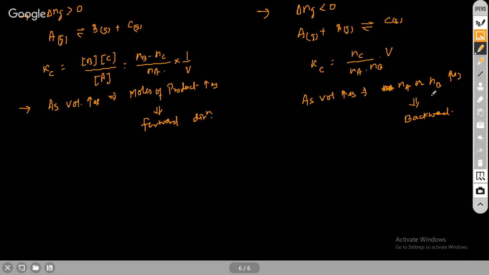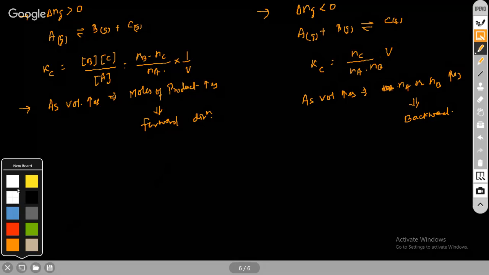Okay. So these are all the possible cases we have discussed for Le Chatelier's principle. Now we'll see some questions which have been asked already on this principle. So you see the first question, and the reaction given is N2 plus O2 gives 2NO plus heat.